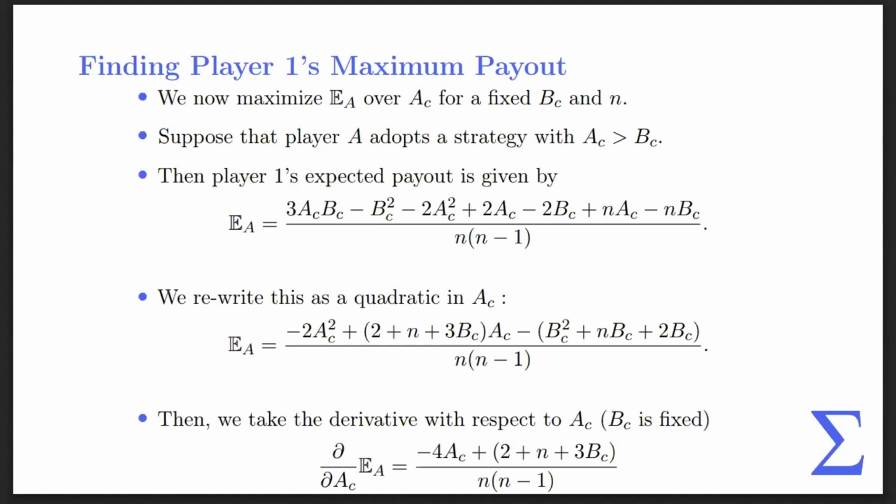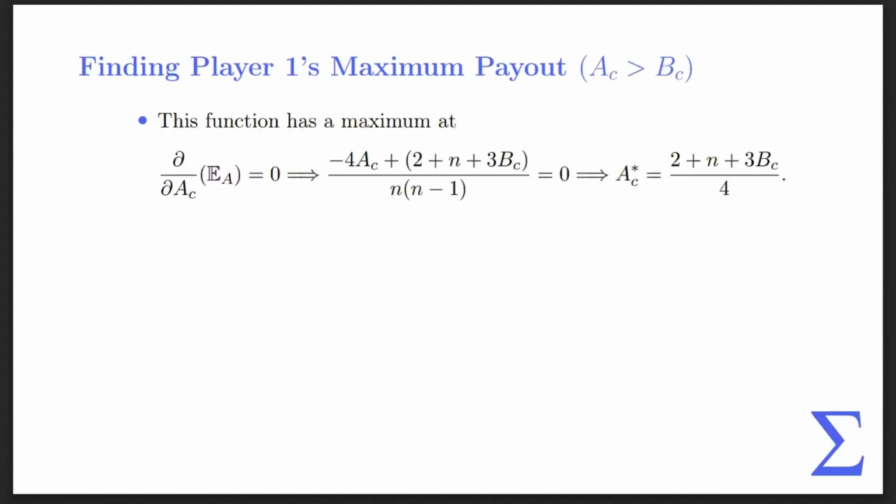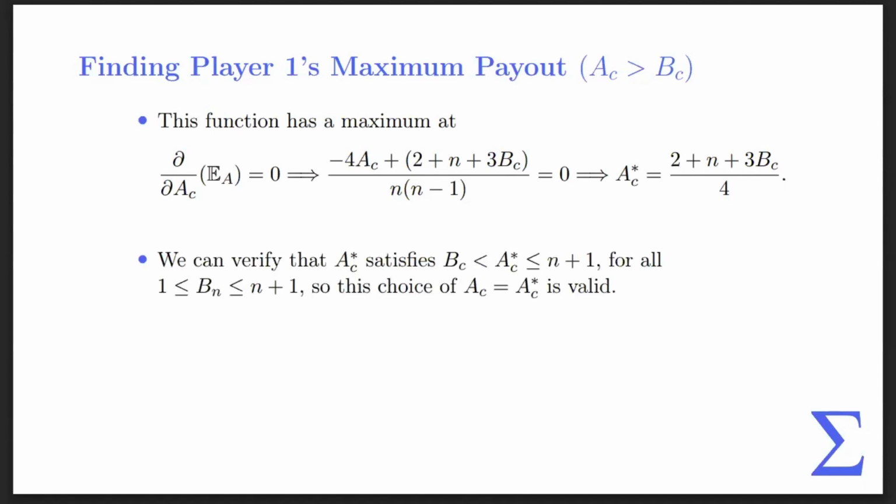I just took the derivative and then set it equal to 0, and that also works, of course. If we set it equal to 0 and solve for player A's cutoff, we find an optimal value for player A's cutoff is (2 plus n plus 3 times player B's cutoff) over 4. We can verify that this value is always between player B's cutoff and n plus 1. Remember that a cutoff value isn't valid if it's greater than n plus 1, and we also assumed that player A's cutoff was greater than player B's cutoff in this case. You can show that it does satisfy these bounds over all possible values of player B's cutoff, so this choice is valid.